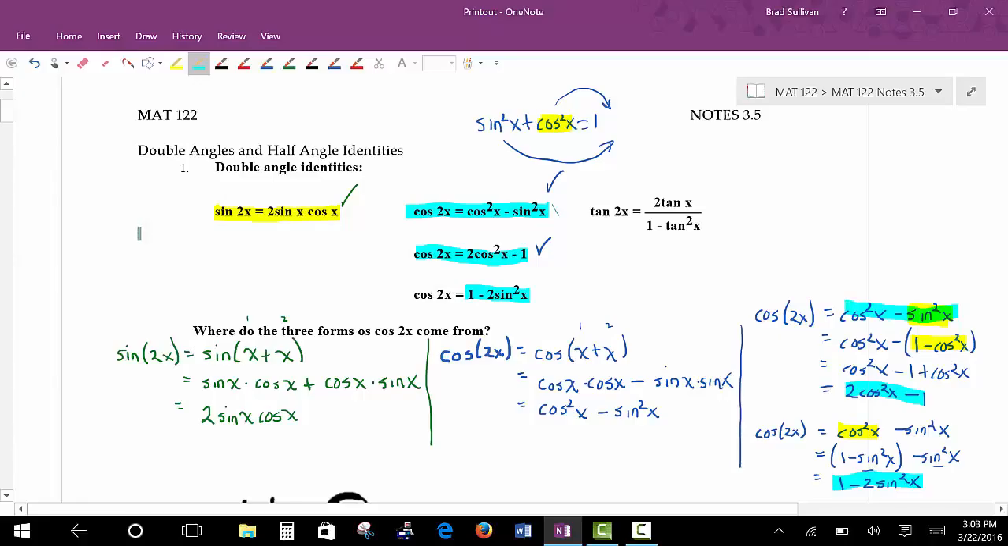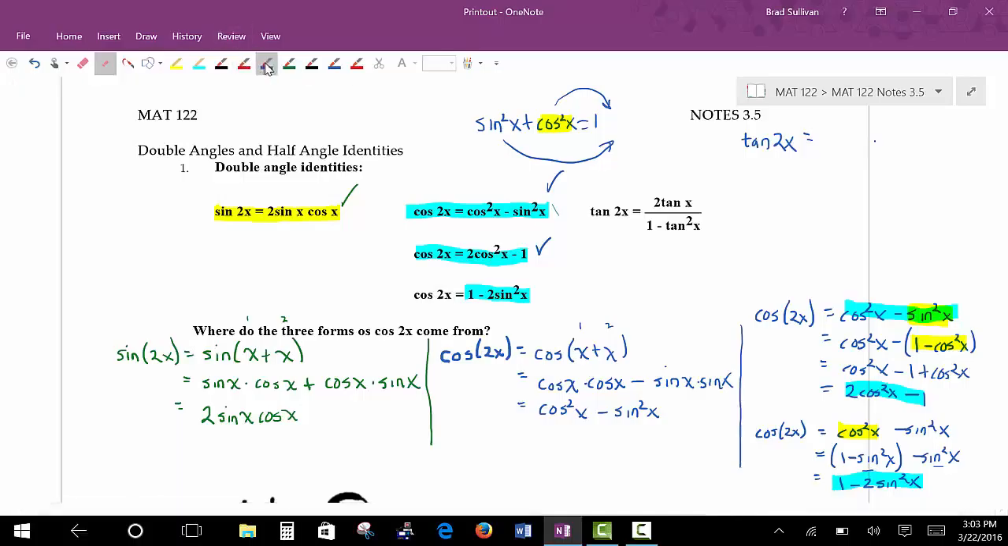Now the tangent identity, I'll go ahead and take the time to show you where the tangent identity comes from too. By a similar argument, we can say the tangent of 2x is equal to the tangent of x plus x, like that. Let me write that a little better.